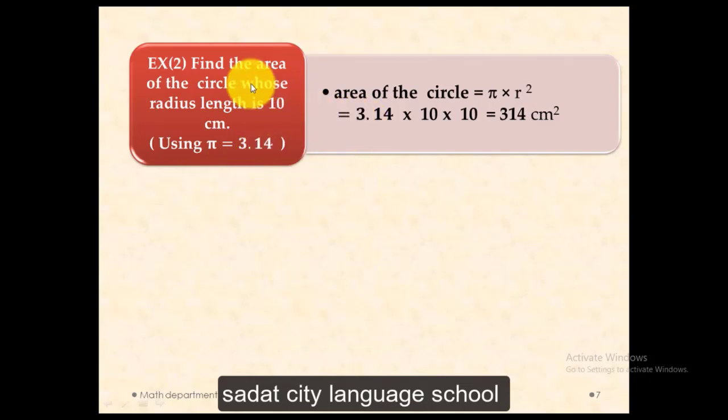At first, here he gave the length of the radius, so can we find the area of the circle? Yes, area of circle equals pi times radius power 2. Pi equals 3.14 and radius equals 10, so 3.14 times 10 times 10. We repeat the radius 2 times. If we use a calculator, the answer will be 314 centimeter square. Why do we use centimeter square? Because this represents a unit of area.